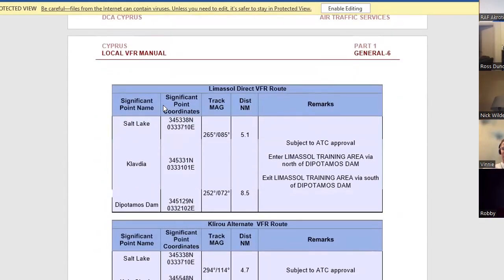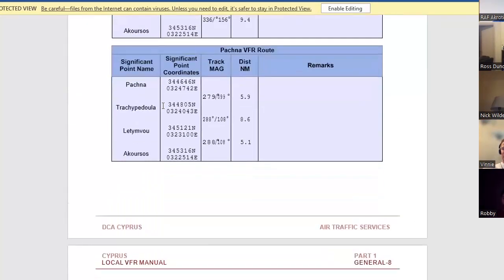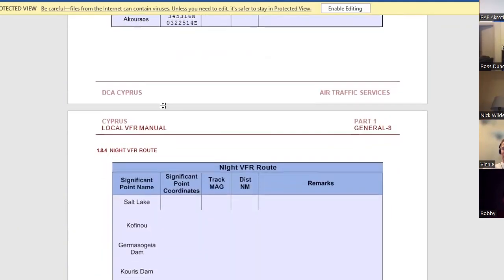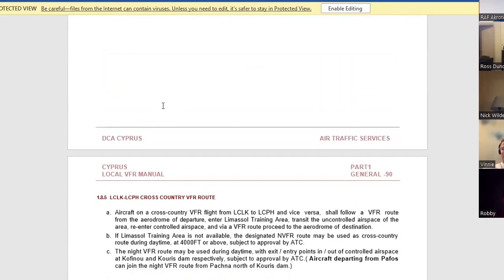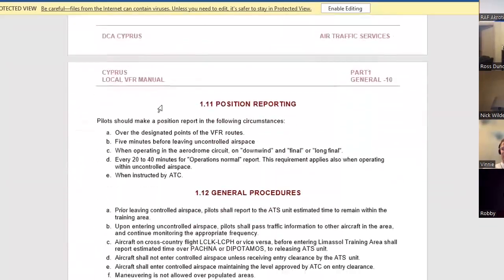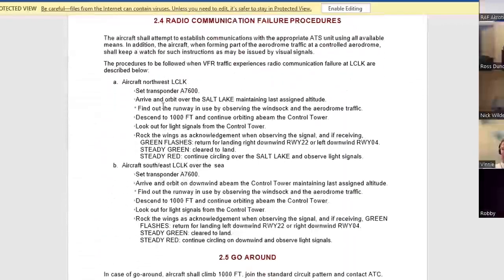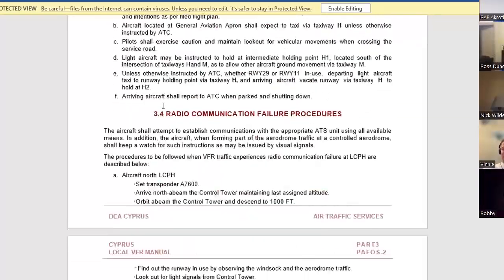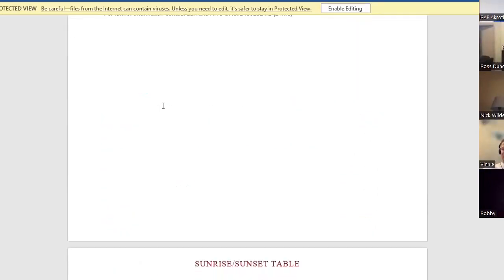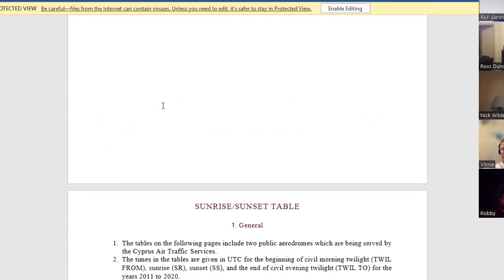And of course, to fly at night, you need a night rating. Here we go. You see lots and lots of day and night differences. I'll quickly scroll through all of this, and here we go.